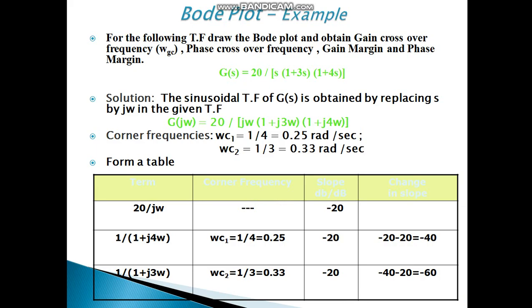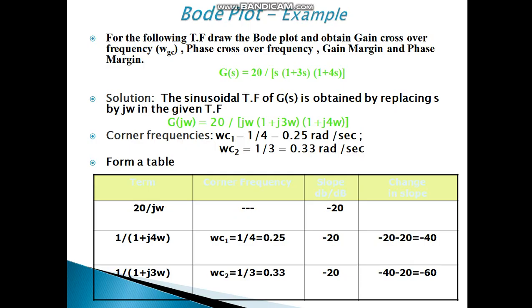Let us consider one problem. For the following transfer function, draw the Bode plot and obtain gain crossover frequency, phase crossover frequency, gain margin and phase margin. So the problem is G(s) = 20 / (s(1 + 3s)(1 + 4s)).